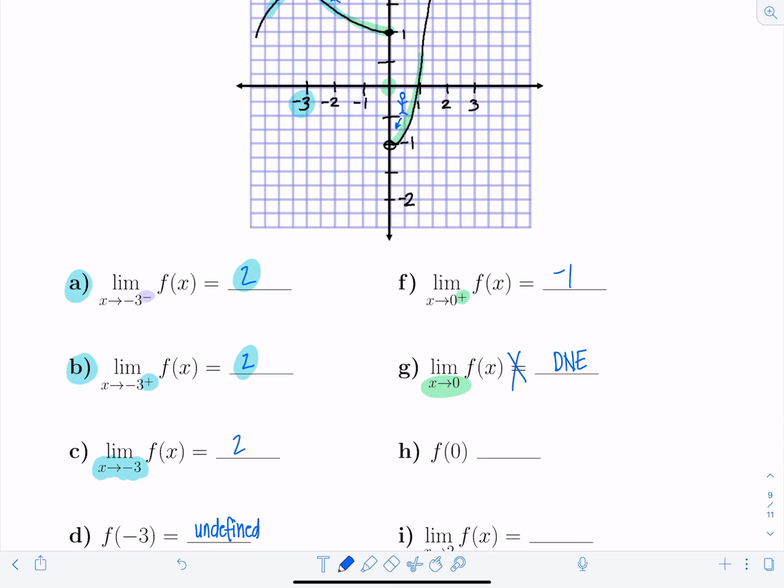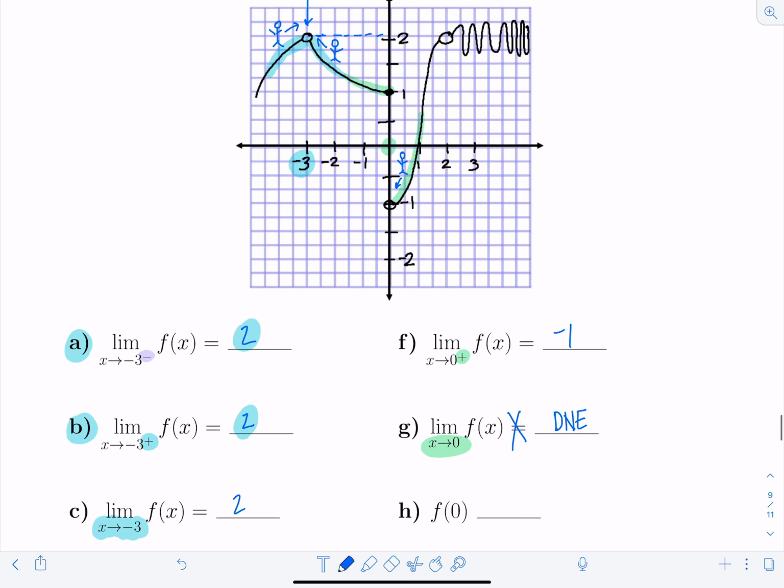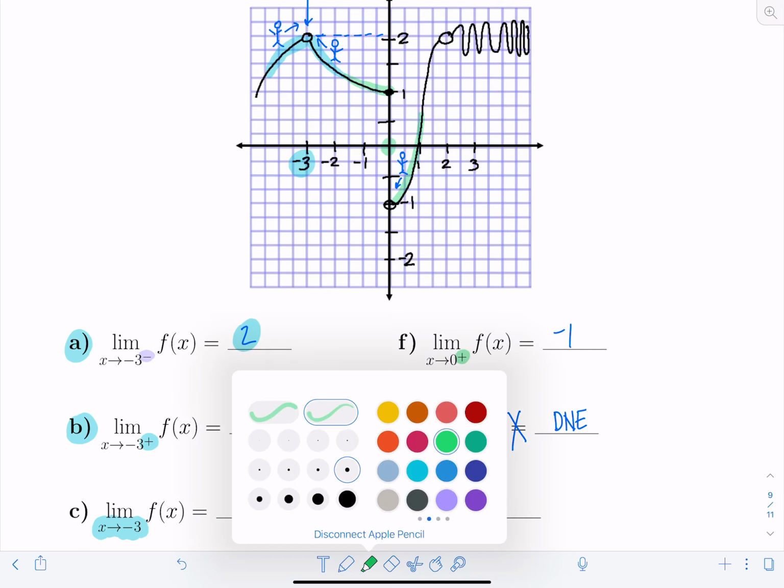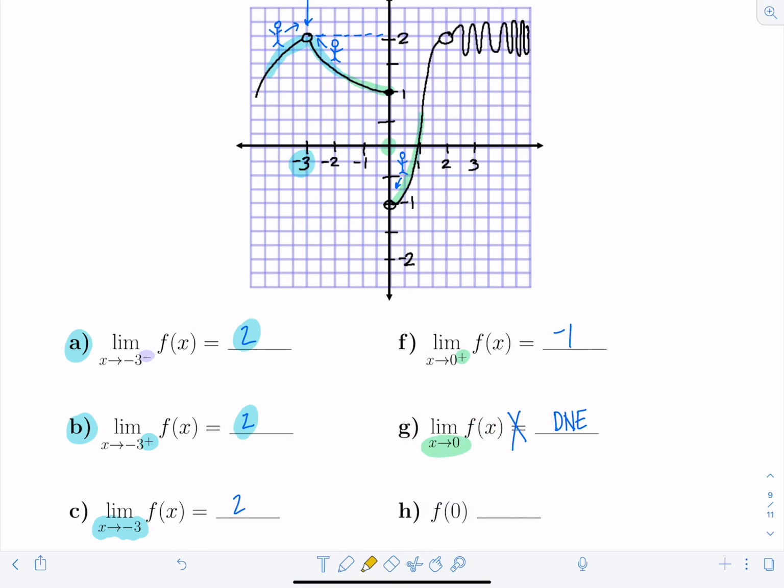All right, do we have a function value at 0? Can I figure out what f of 0 is? I sure can. Look over here. My actual function, we have a closed circle there at 1. So f of 0 equals 1. Even though we don't have a limit, we have one-sided limits. That's fine.